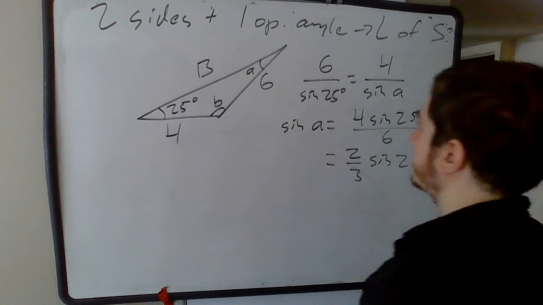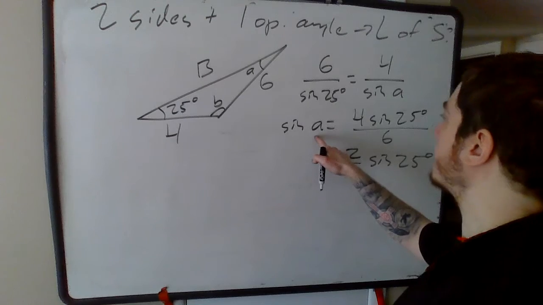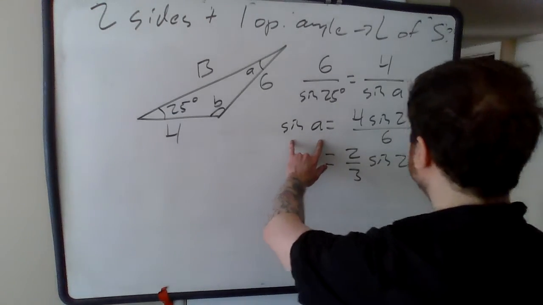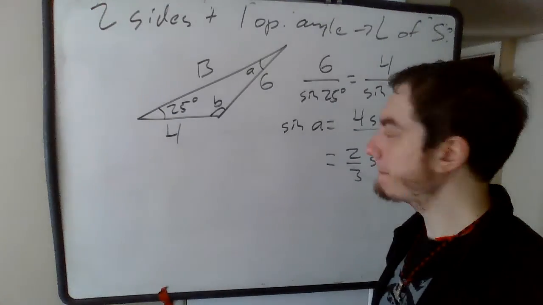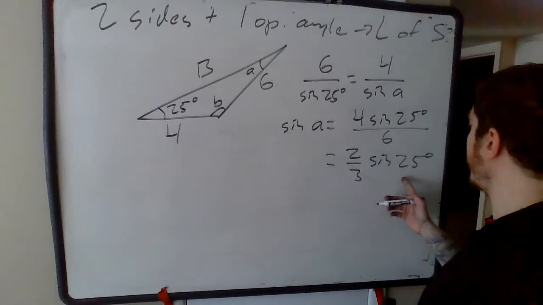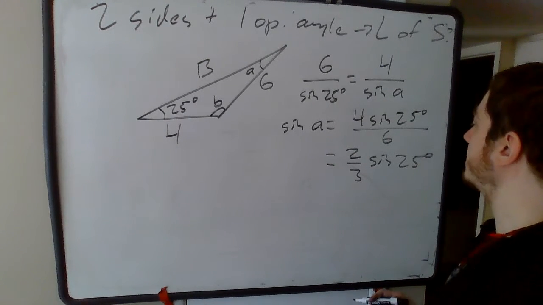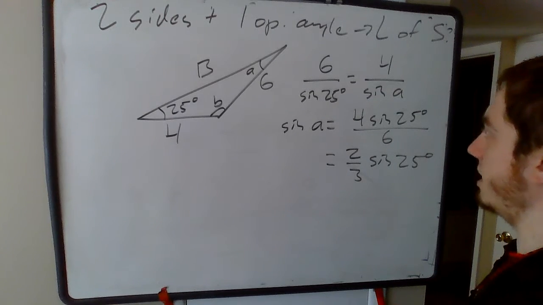So now I just need to figure out what would be the angles that would work with this triangle and would also have that sine. Now, I don't offhand know what the sine of 25 degrees is, but we can figure that out easily enough, and then that is going to give us our answer here.